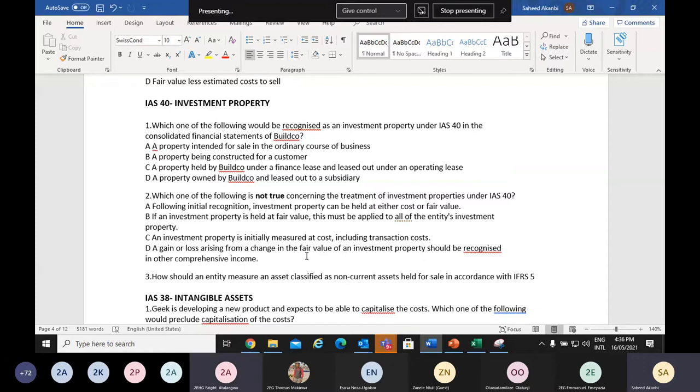Inventory. I'm not selling it. Investment property. Okay.